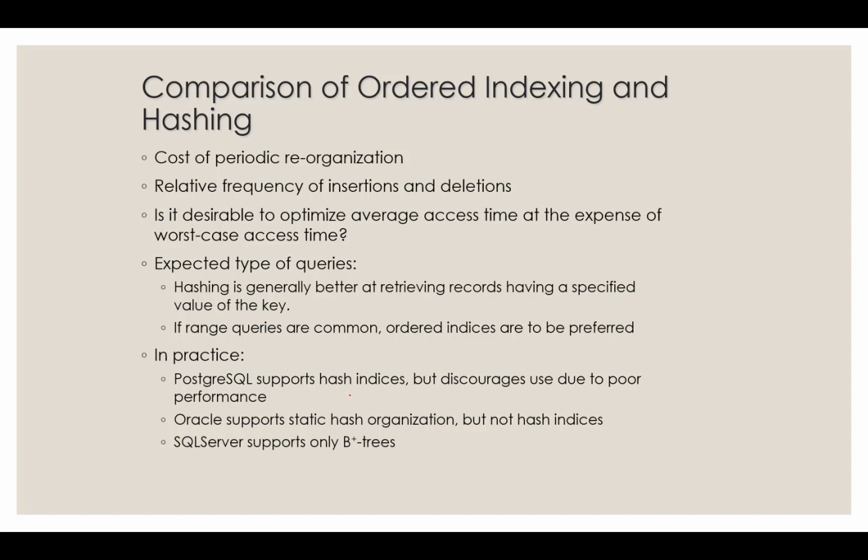Comparing ordered indexes and hashing, there's the cost of periodic reorganization, which could be expensive. You also have the relative frequency of insertions and deletions. Sometimes, with certain databases, you don't need to insert and delete very often. Is it desirable to optimize average access time at the expense of worst-case access time? These are all things you should consider when choosing between an ordered index and hashing.